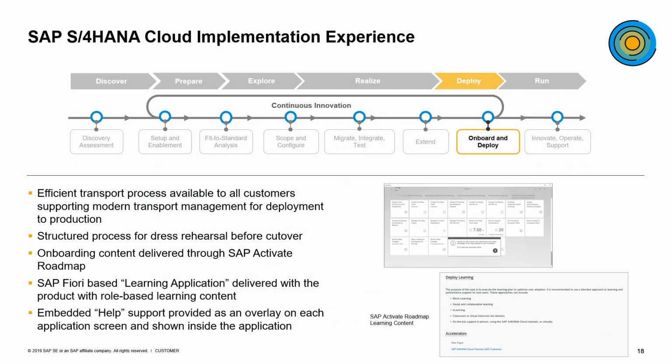After all the configuration is done in the realize phase, we will now move towards the deploy phase. Within the deploy phase, we want to ensure that we have an effective transport process available to the customer to support their transport management system. This will ensure that everything is properly moved into production.